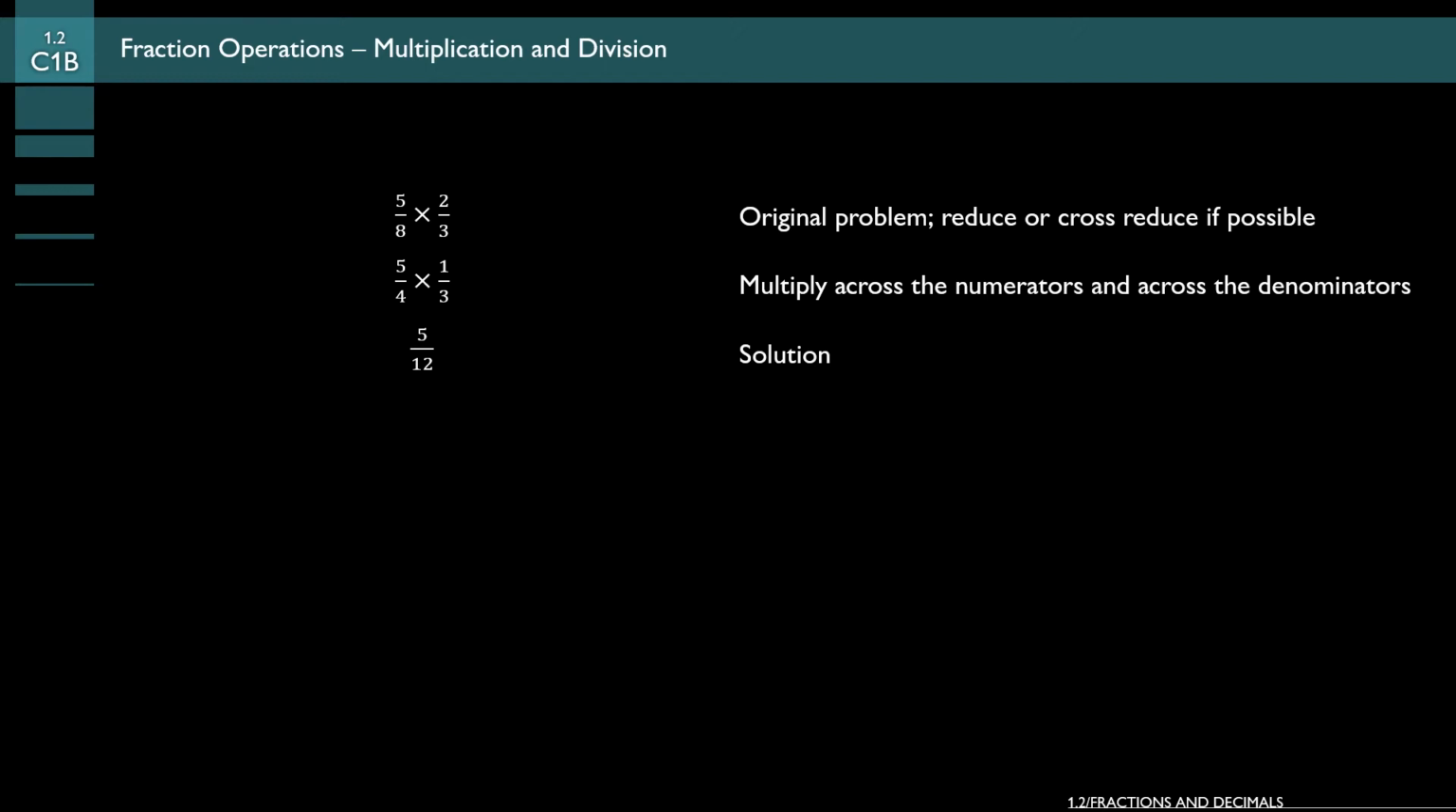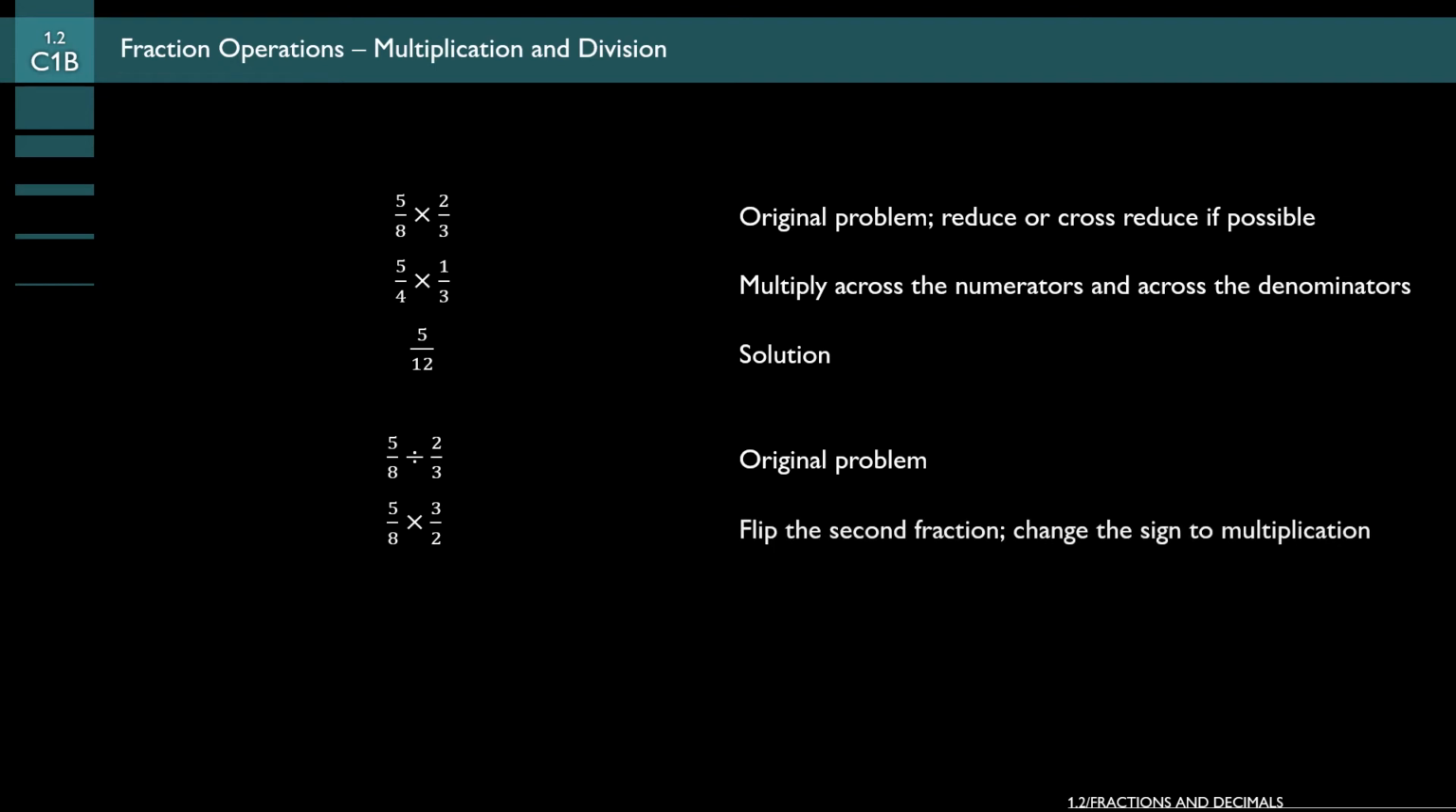Now, the next thing that we're going to look at is division of that same problem. So 5/8 divided by 2/3. So the first thing that we actually have to do here is we need to flip the second fraction and change the sign to multiplication. So instead of 5/8 divided by 2/3, we're going to be looking at 5/8 times 3/2.